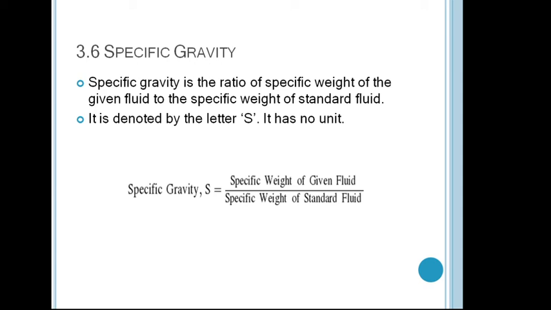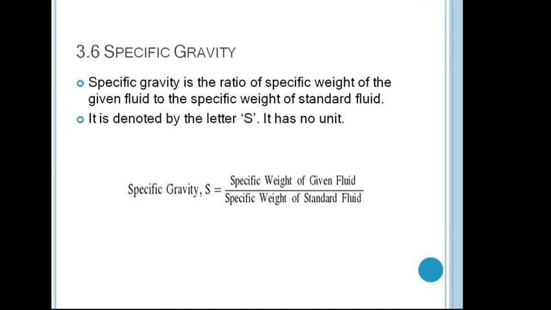For the case of liquids, the standard fluid is water, and for the case of gases, the standard fluid is air. So the equation: specific gravity is denoted by the capital letter S. It does not have any units, and the formula is specific gravity S equals mass density of a given fluid divided by mass density of a standard fluid. Or instead of mass density, you can also use the specific weight property in the numerator and in the denominator.